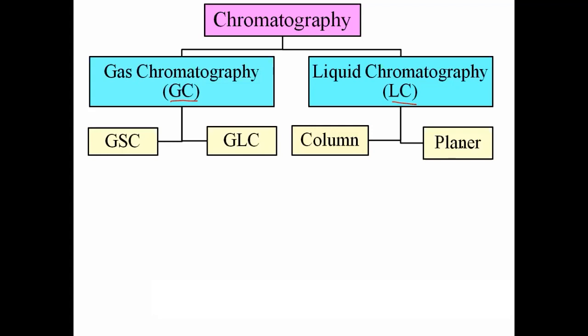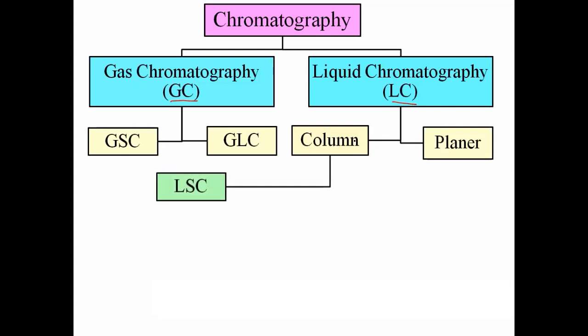If we are using plain sheet, then it is called planar chromatography, and if we are using column, then it is called column chromatography. These are the two types of the liquid chromatography. Here mobile phase is always liquid. In this case, mobile phase is always liquid. Okay, now let us see that column chromatography is further sub-classified into four types.